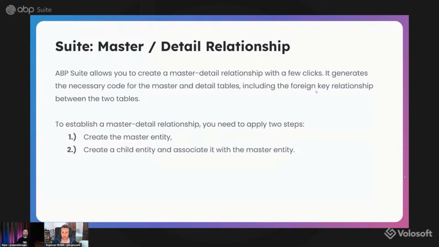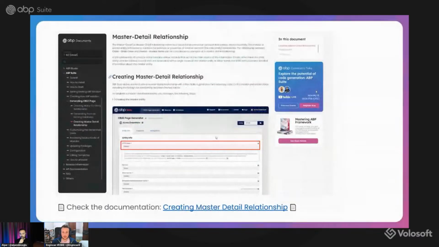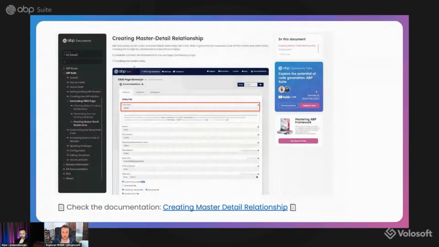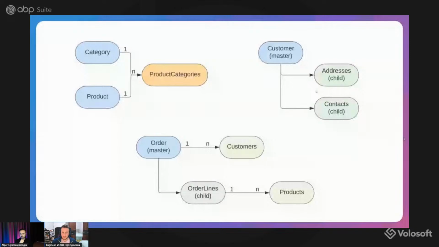You just need to mainly do two things. First, you need to create a master entity, and then you need to create a child entity and associate it with the master entity that you previously created. And actually, we've also already documented it, so you can check the documentation link down below and follow it to establish a one-to-many relationship, but I will also show you in a minute.